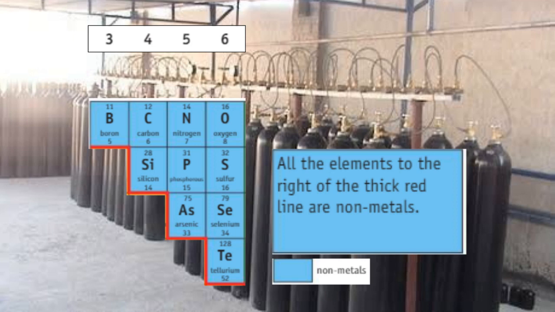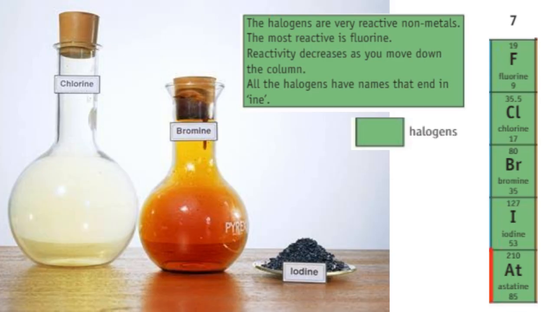Group 3 is actually known as the icosagens, Group 4 crystallogens, Group 5 pnictogens, Group 6 chalcogens. Group 7 are the halogens. Now these are really reactive non-metals, especially at the top of this group. The most reactive is fluorine, the most reactive non-metal in the periodic table. Reactivity decreases as you move down the column. All the halogens have names that end with -ine.